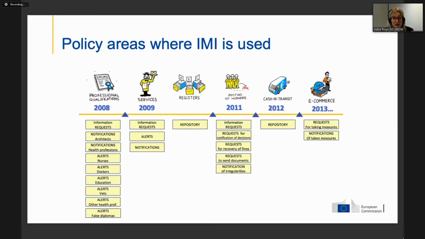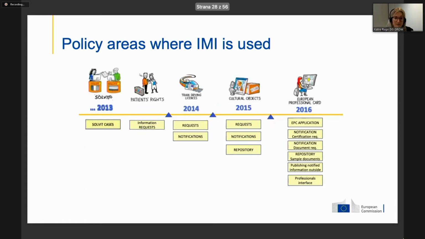And maybe interesting also for this group is that posting of workers exchanges were among the first ones introduced in IMI in 2011, and they remain one of the most active areas in IMI. Next slide, please.